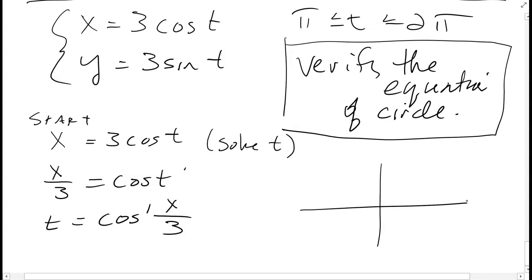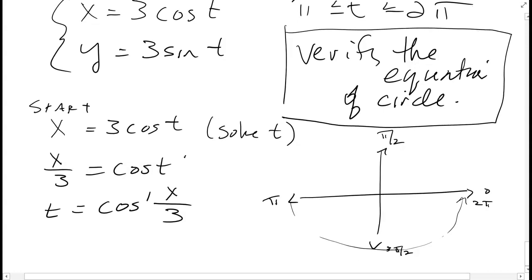Let's think about that. Okay, which quadrants are we in? Think of the unit circle. If I want to go from pi to 2 pi, I'm looking at this, right? So I'm in the third and fourth quadrant. I want to take this t and plug it into the other equation. So now I get this crazy composite trig function, sine of t, but t is cosine inverse of x over 3. Sorry, I forgot the -1 when I wrote inverse.